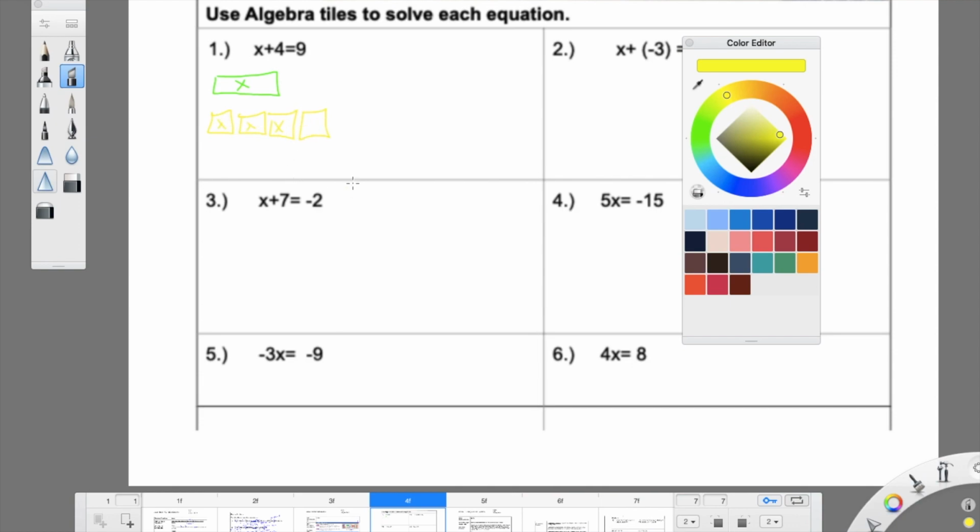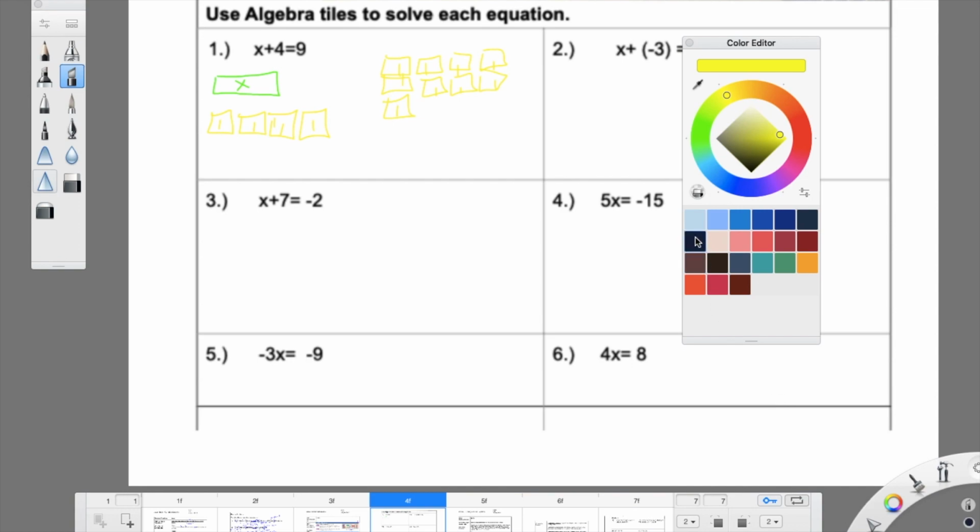Oops. Why am I writing X's in those? Silly me. Those should be 1s because those are 1 tiles. And then we have 9. 1, 2, 3, 4, 5, 6, 7, 8, 9. And those are all 1s as well. All right, so we have 9 1 tiles.